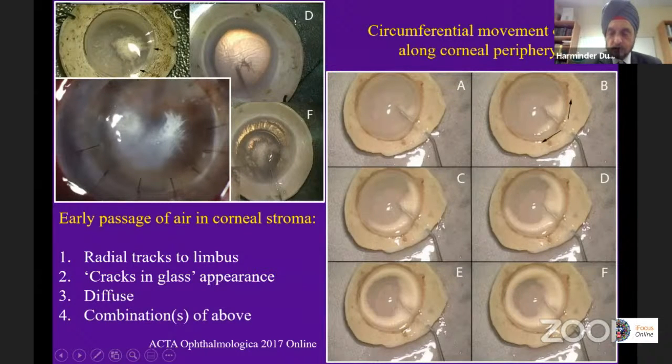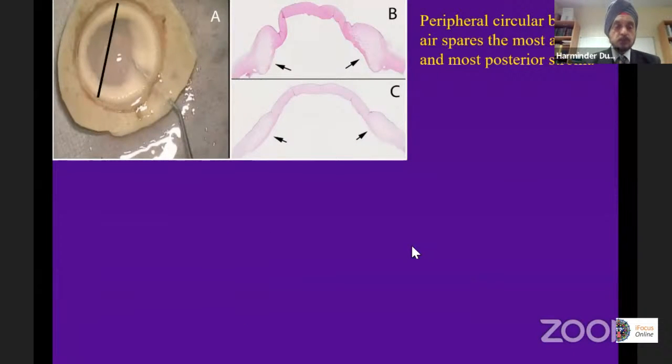And that's very interesting because it's telling us a huge amount about the structure of the corneal stroma. If you do histology where the circular movement has completed, you can see that the peripheral part near the limbus is swollen and aerated, there's emphysema, but the center is still compact and the periphery beyond that is still compact, as you can see over here. And here again, the same picture in another sample. So it's telling us that the corneal stroma at the periphery has a different architecture to that in the center. It is easily separated and allows the air to move circumferentially.